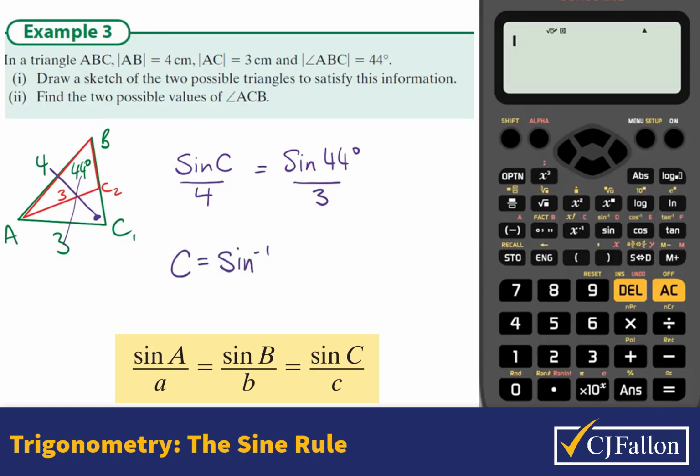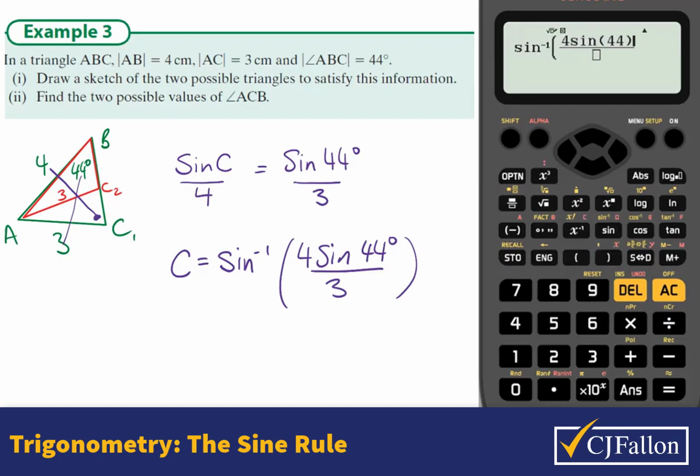I'm just going to solve this out. We might notice that C would then be equal to the sine inverse of 4 times sine 44 divided by 3, just by manipulating the formula. So I'm going to sub this into the calculator to evaluate what the angle C is equal to. So I see C works out to be 67.85 degrees. Looking at the diagram, you might notice this is an acute angle. So this must be C1. C2 is an obtuse angle.